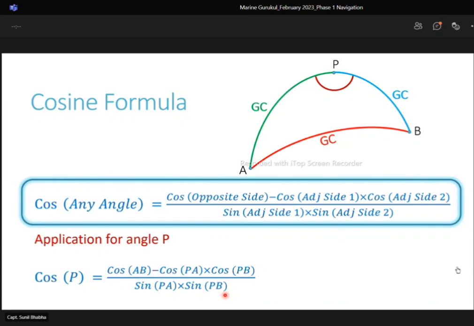We can apply this to any of the angles as required by us, as we have done for angle P. So beta, now you can have a good look at the formula and let me know any doubts which are coming in your mind one by one.